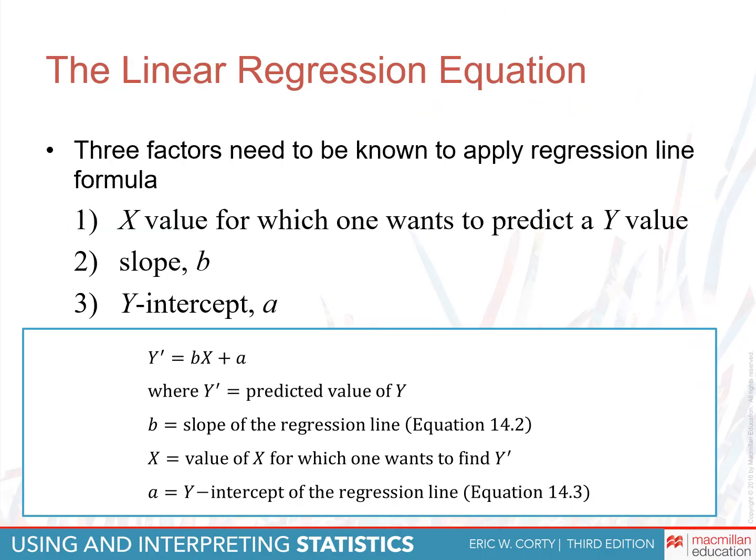So you may wonder how we actually come up with this regression equation that we use to predict y from x. In order to come up with a linear regression equation, there are three things that we need to know. We need to know the x value that we want to use to predict y. We need to know something called the slope, and then we need to know the y-intercept. And I will talk about these in the next couple minutes.